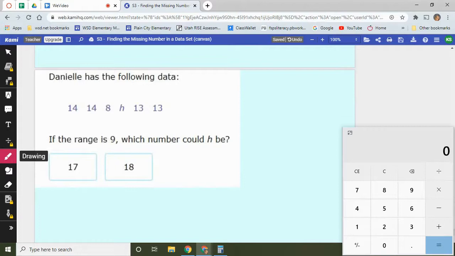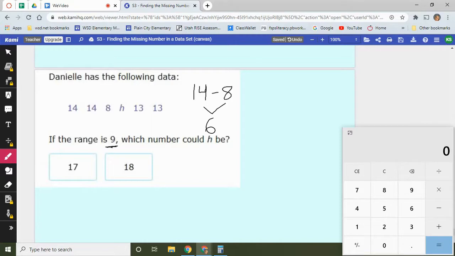Okay, our highest number, because we're finding the range, our largest is 14 and our smallest is 8. 14 minus 8 gives me a range of 6. So if I keep reading, if the range is 9, well, I don't want a range of 6 right now, so I've got to do something.